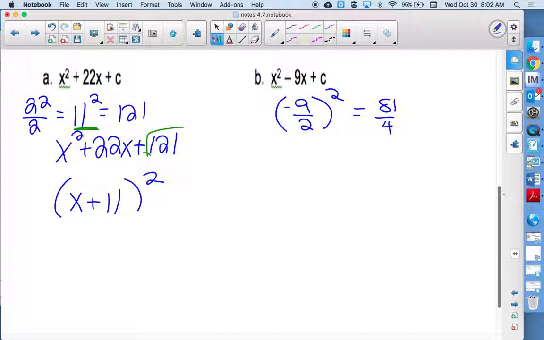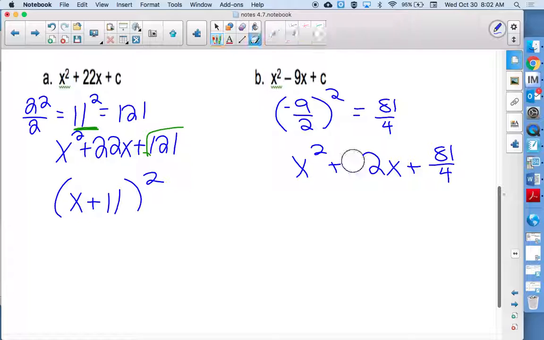So square the top, square the bottom. We get 81 over 4. That's my C value. It's okay that it's a fraction. Not everything in life is going to be whole numbers. Got it? And it's negative. I was grabbing the one from the other side. Thanks, Gavin.